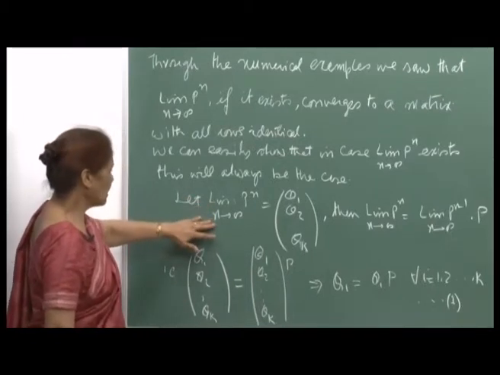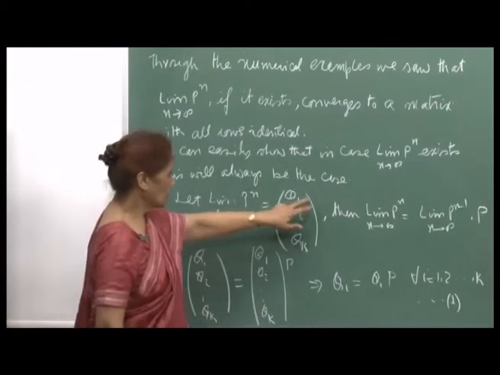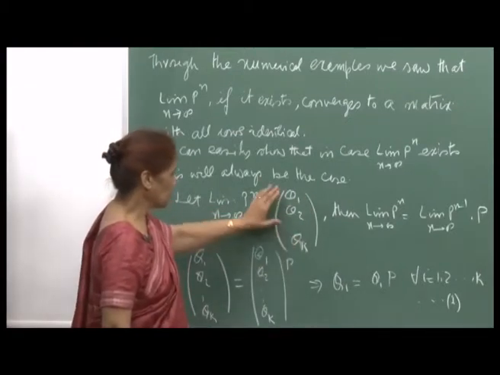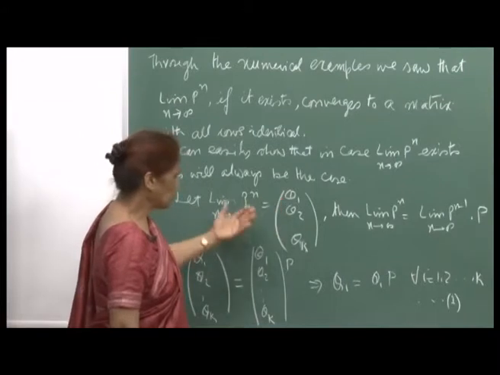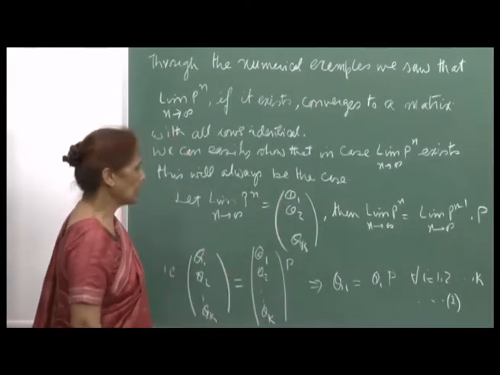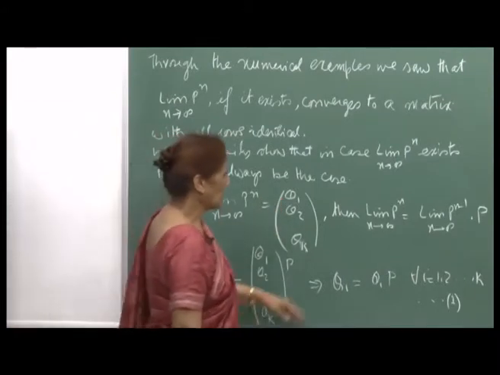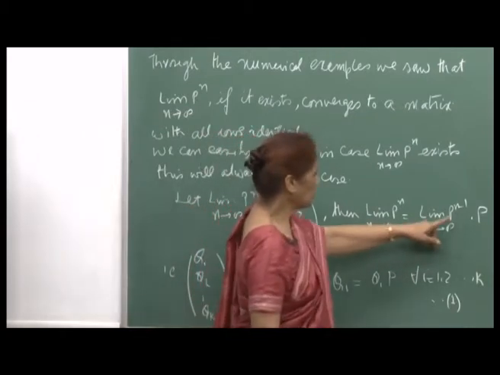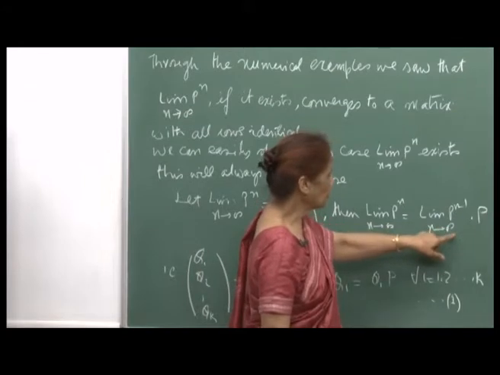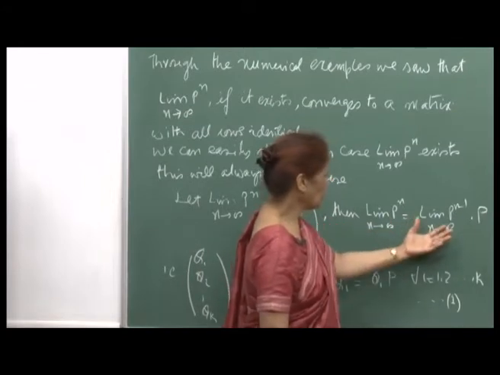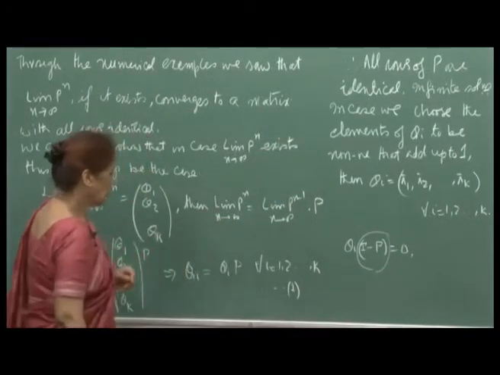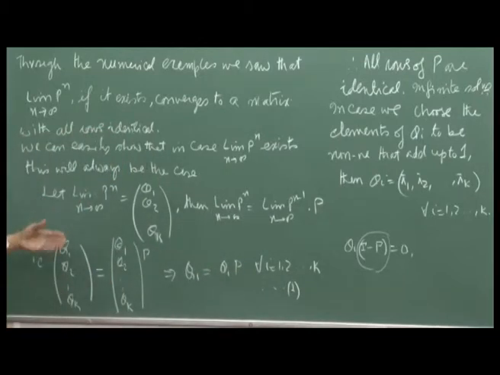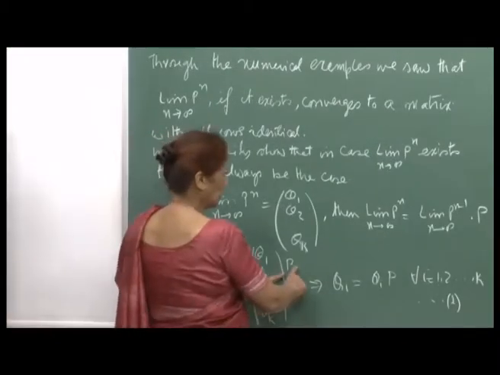Suppose limit P^n as n goes to infinity has rows q1, q2, ..., qk, suppose these are k rows. We are considering the system when it has k possible states. Then I can write limit P^n as limit P^(n-1) into P as n goes to infinity. As n goes to infinity, these have the same value, so they converge to the same matrix. So q1, q2, ..., qk is equal to q1, q2, ..., qk times P.